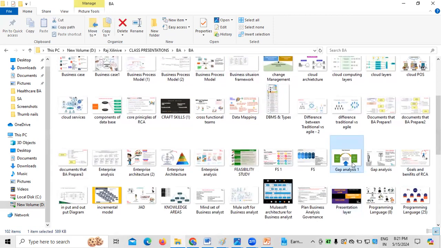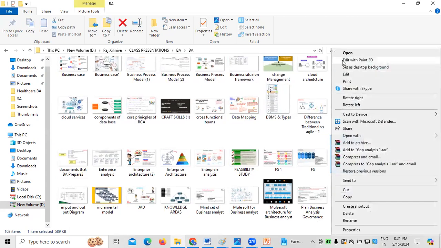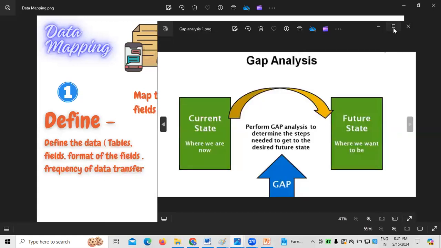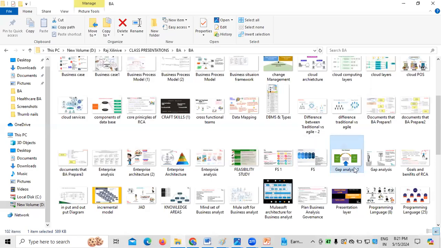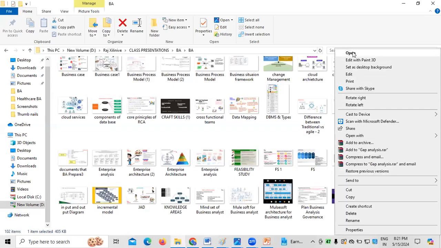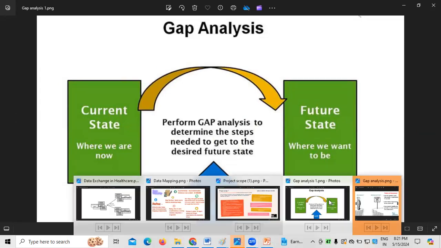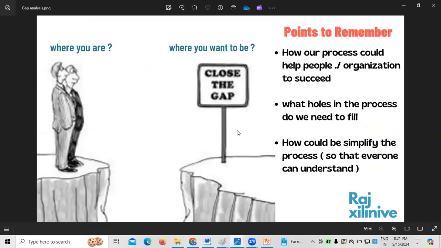Yeah, you can take this. These two I have prepared. Current state, you can take this screenshot. If you want to do gap analysis, I have prepared this one. I think this might be useful to you. This is about gap analysis. Got it. Understood? Clear? Okay. Thank you.